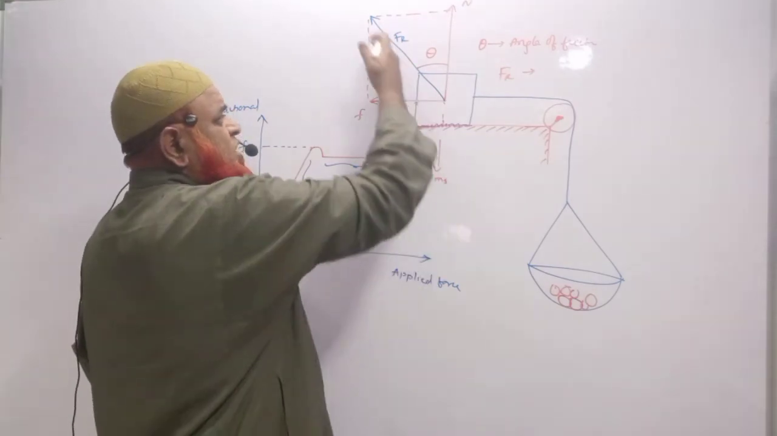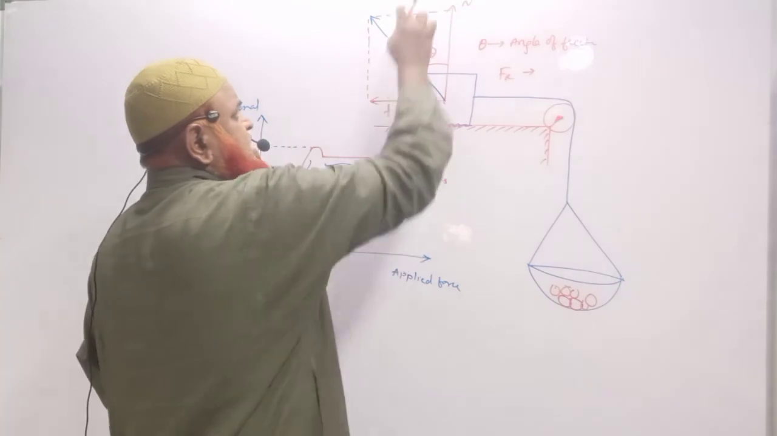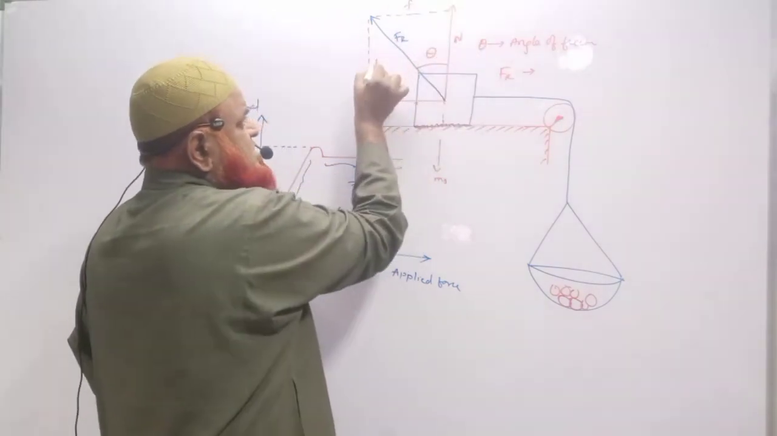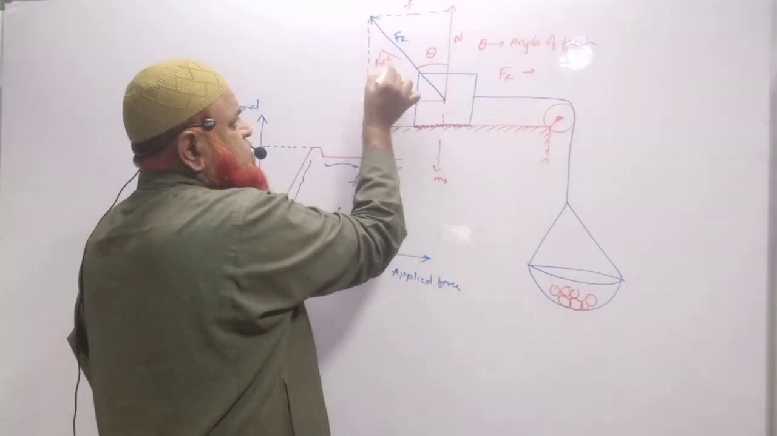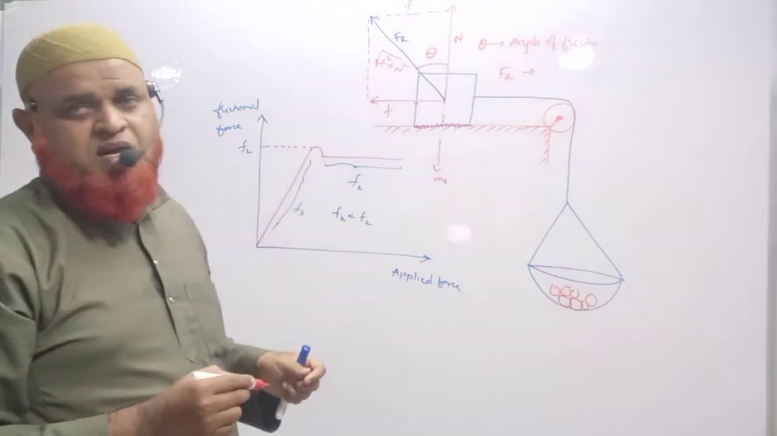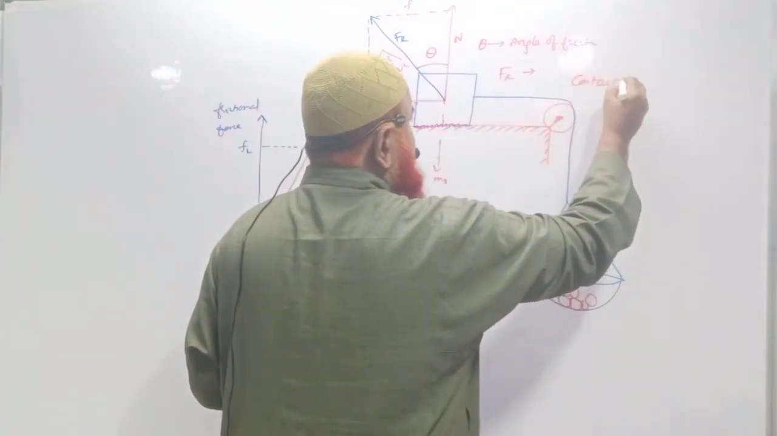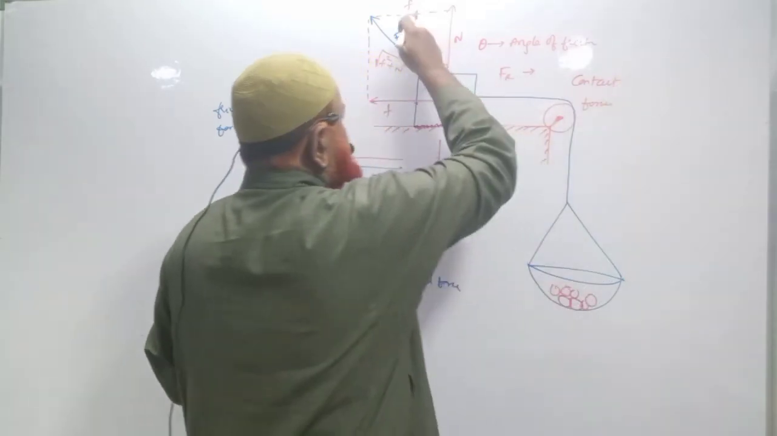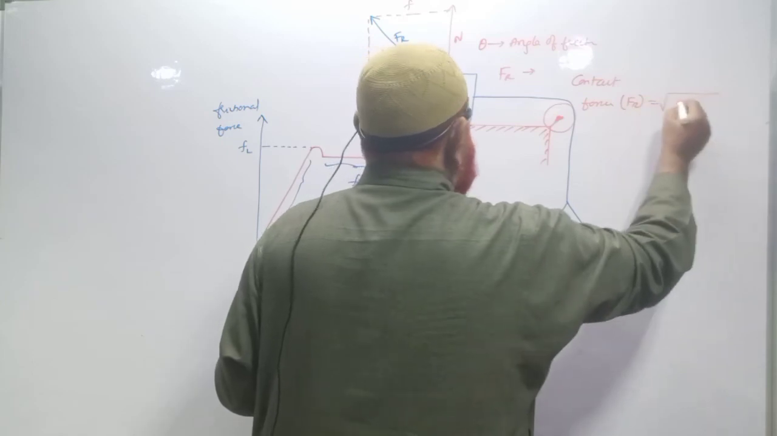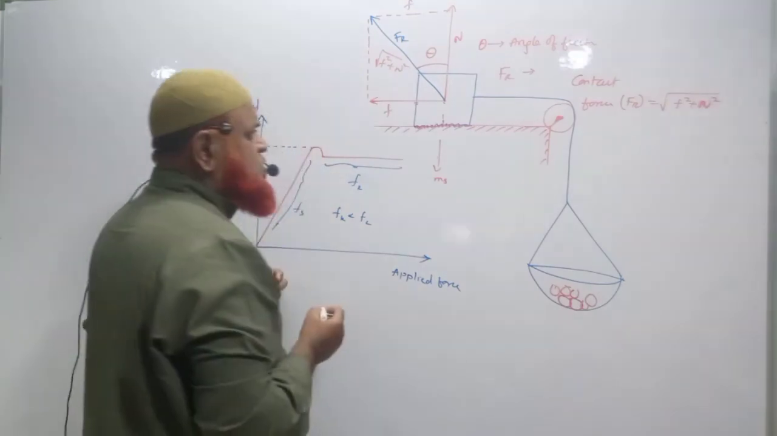Because Fr is going to be the hypotenuse. Here this is F and this is F, both equal and opposite. And this is N. So this is F and this is N, which means Fr is going to be the square root of F square plus N square. Therefore, this Fr is called the contact force, given by Fr equals the square root of F square plus N square.